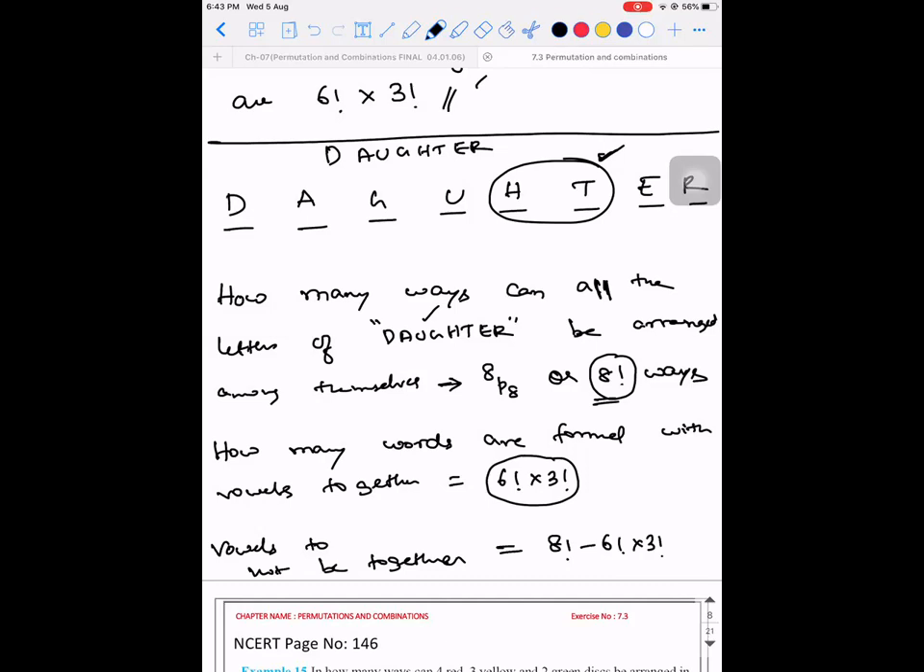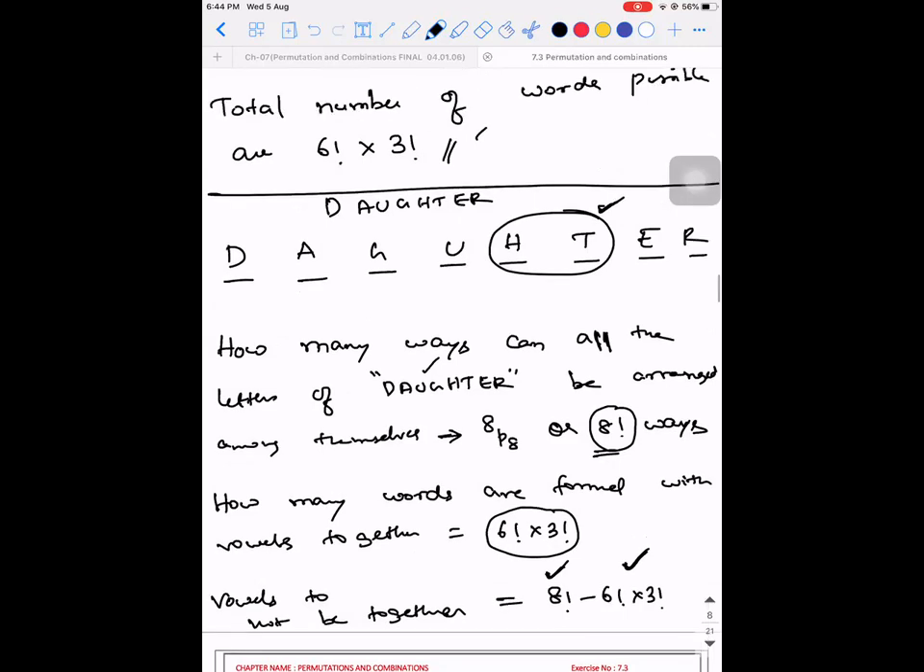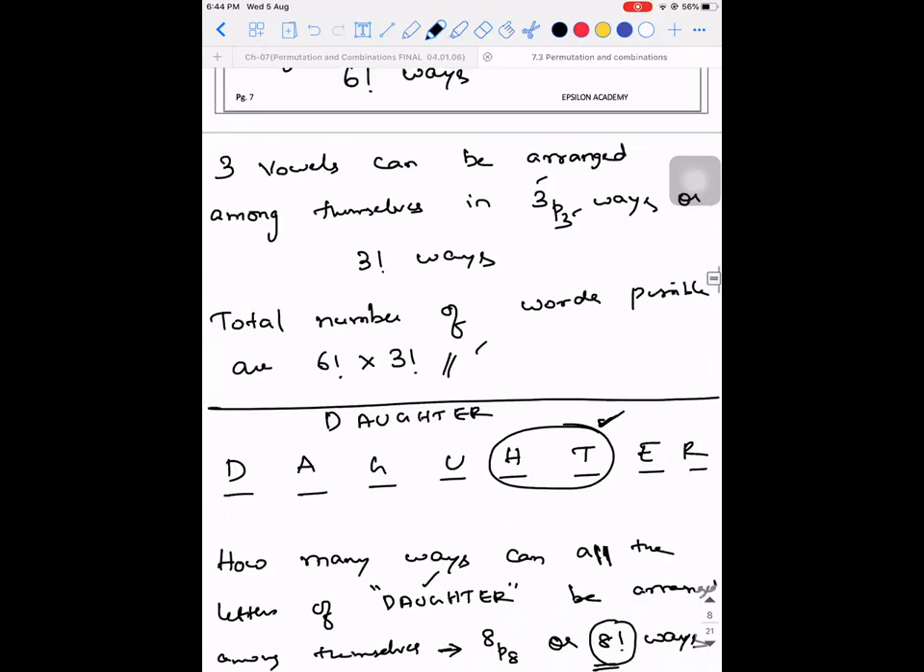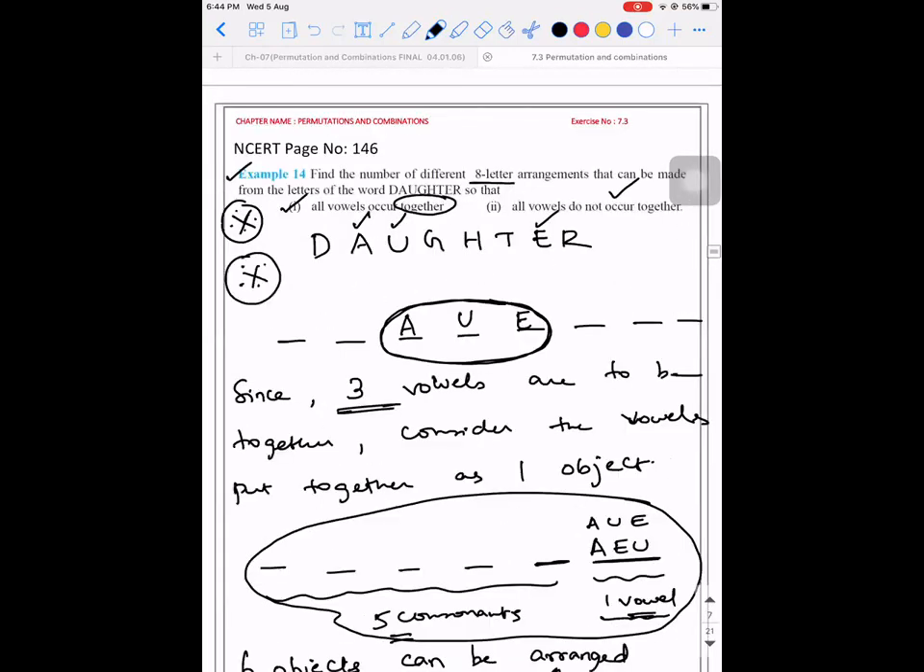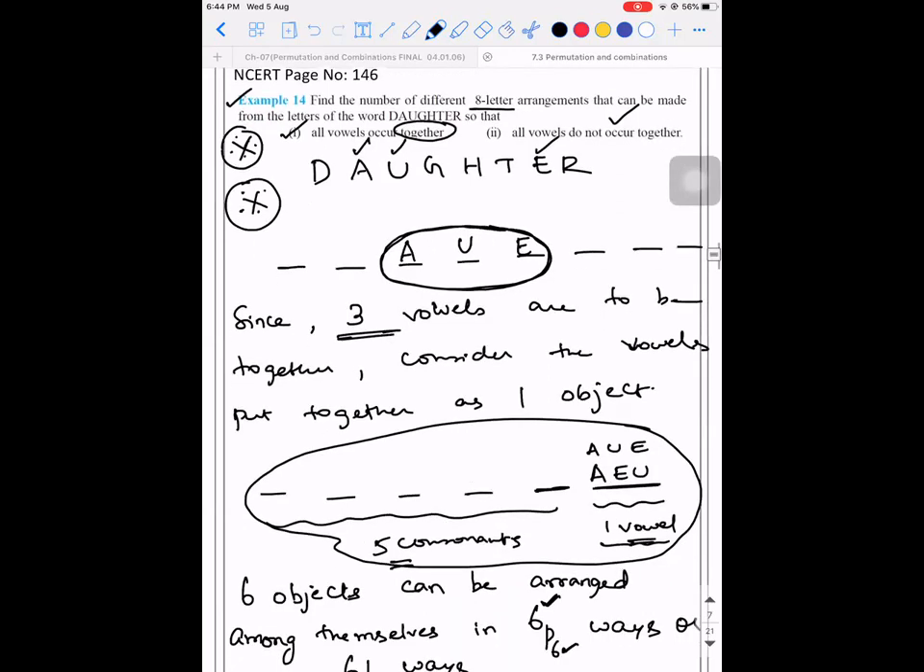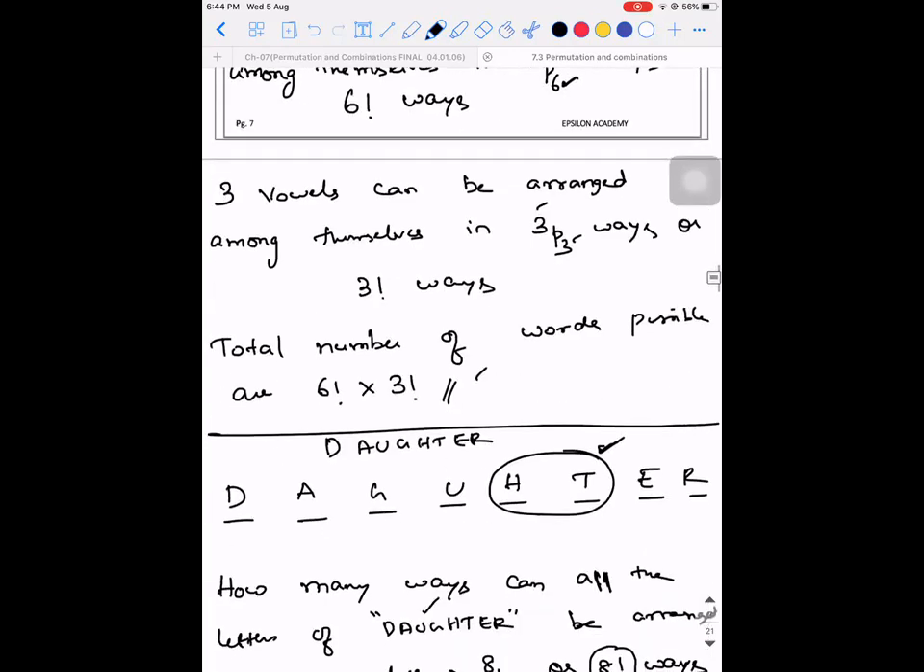Yes, sir. Total possible permutations, I removed the number of words which are formed where all the vowels are together. That gives you the answer for the number of words which do not have vowels together. Clear, right? So mark this as an important problem. This is a very, very important problem. This kind of problem can be expected. You can make a note of it.